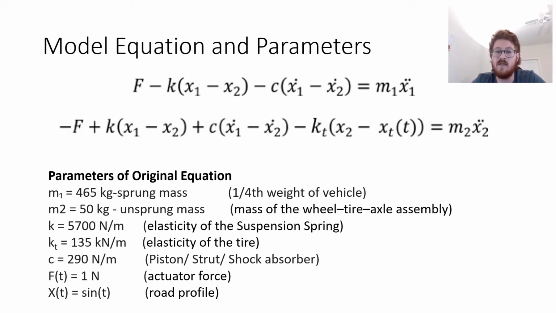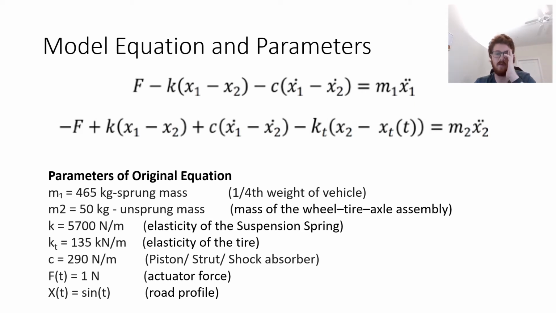So above you can see the two equations that we're using for M1 and M2. So the first equation is F minus K of X1 minus X2 minus C of X prime of 1 minus X prime of 2 is equal to M1 X double prime of 1. The second equation is negative F plus K of X1 minus X2 plus C of X prime of 1 minus X prime of 2 minus KT of X of 2 minus X of T is equal to M2 X double prime of 2.